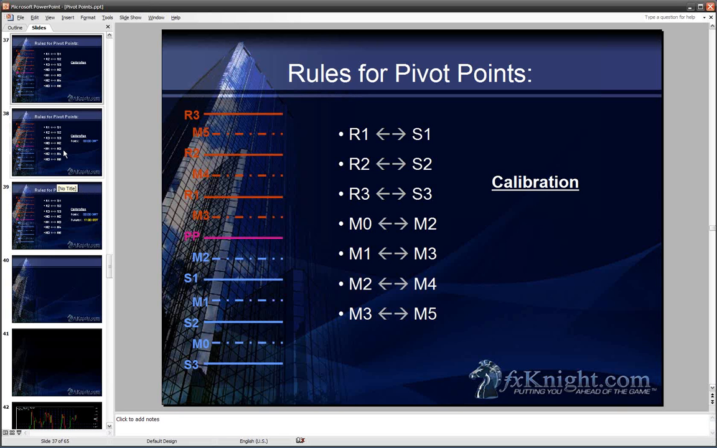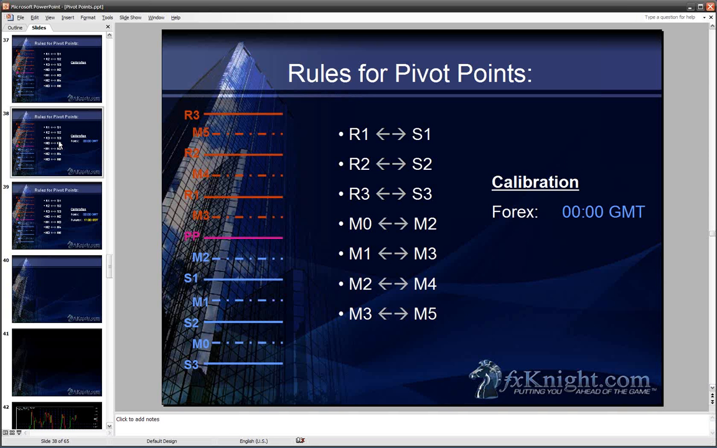For calibration, first of all, you got to figure out the start and end of a day. Remember, we're using daily pivots. And there's some discrepancy over what marks the start and end of a day in a 24-hour market. I have found through trial and error, you guys, that for Forex, the best start hour to use to mark the start of your day for the daily pivots is midnight GMT.